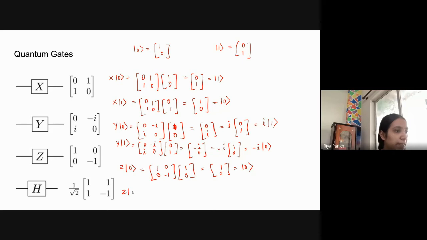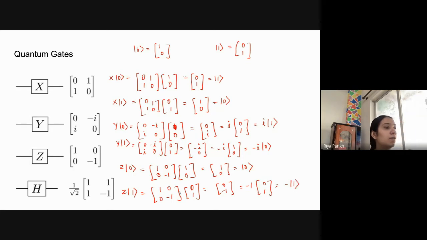Now what happens when we apply it to 1? So it will be (1, 0; 0, minus 1) times (0, 1), and we get (0, minus 1). We can take minus 1 common, (0, 1). So our one state gets a negative sign. So the phase got flipped. We came from the positive direction to the negative direction, if that makes sense.